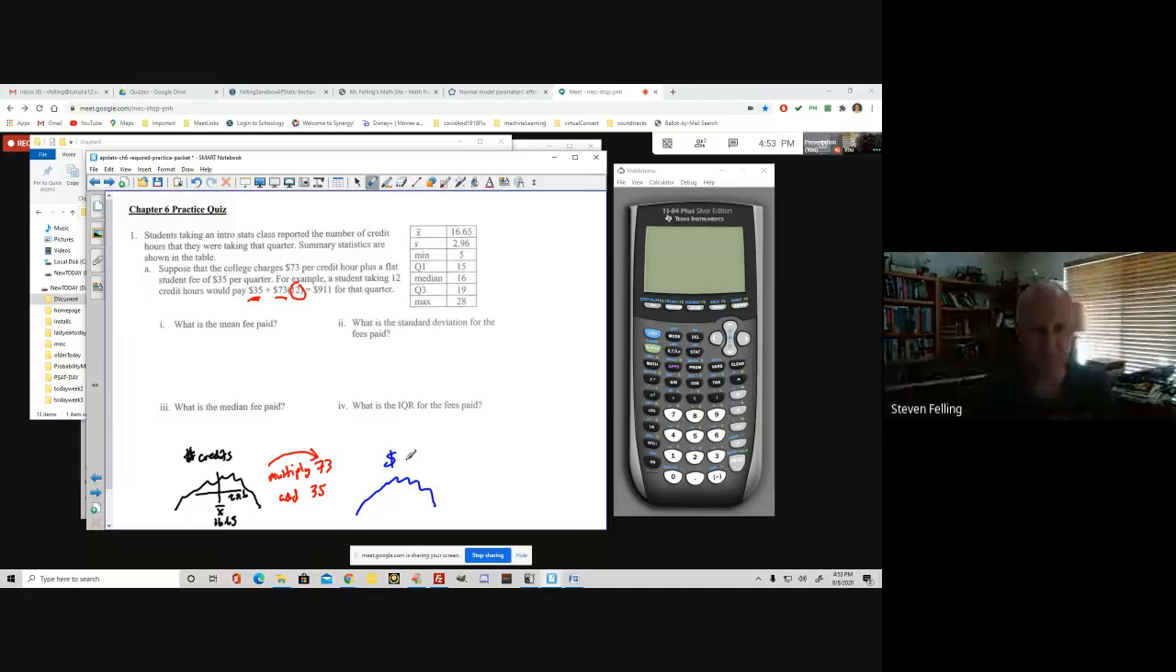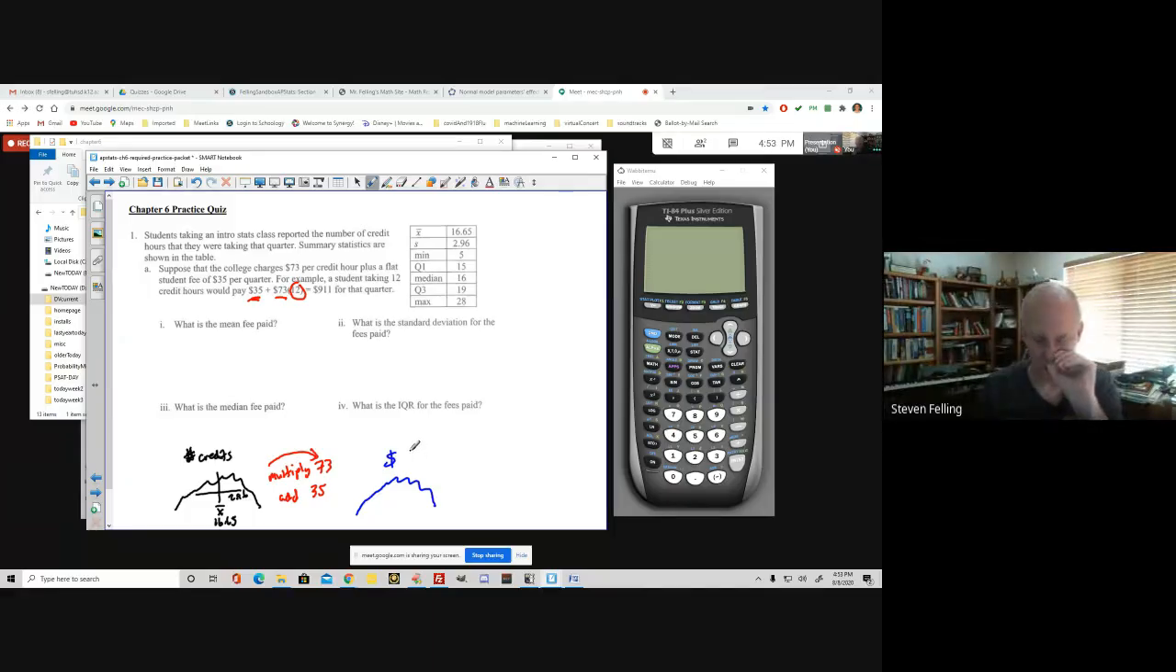If you think about it, I'd like to think of it this way. The algebra for this is that the new value, I'm going to call this y, is related to the old value by this: we take the old value x, we multiply by 73, and then we add on the 35. So this is the algebra that represents this transformation of one data set into another.